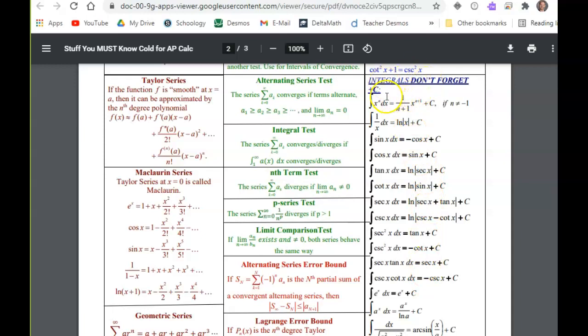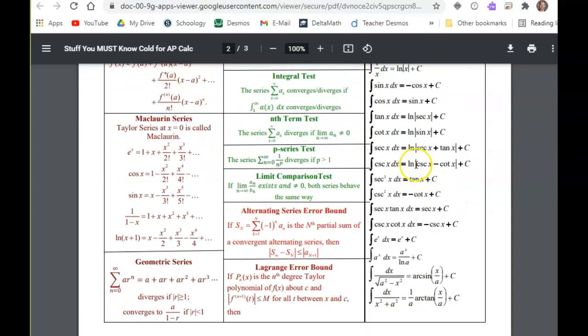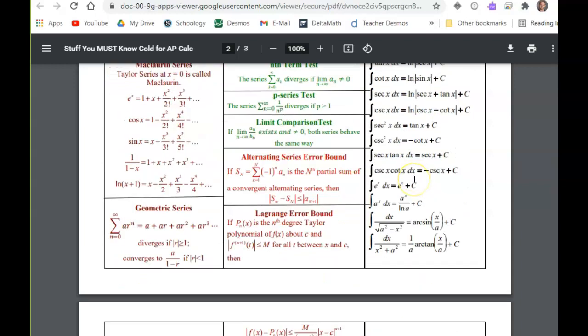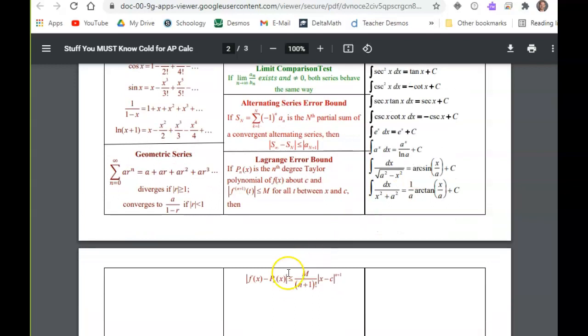And look at the integrals. Don't forget plus C. Here are all of the integrals that you should know. Those are the antiderivatives. And if you have the electronic copy, for some reason this little piece on the bottom goes to the Lagrange error bound. That is a BC, so we don't need that as well.